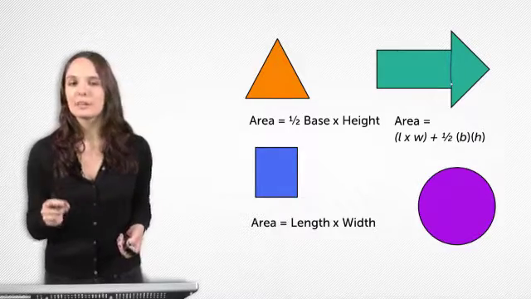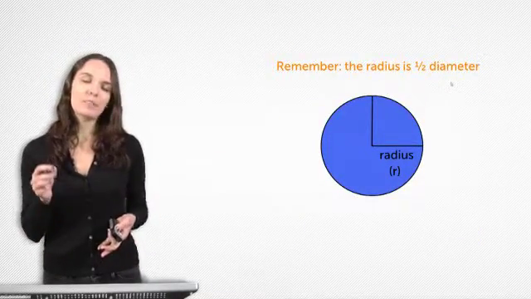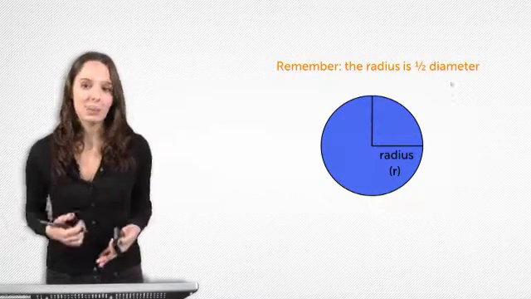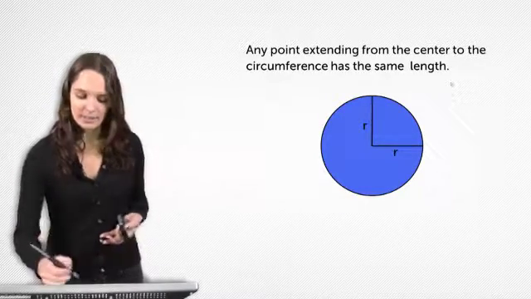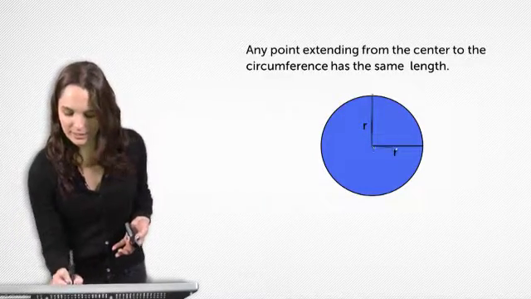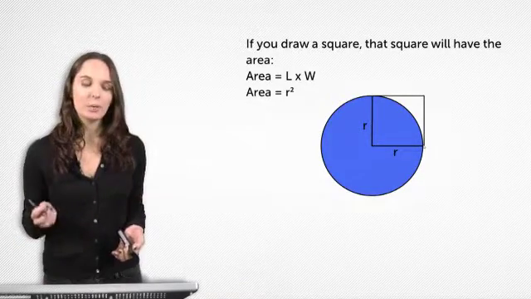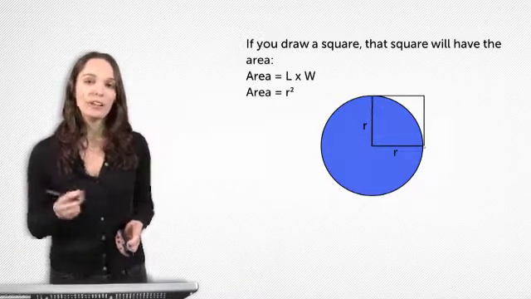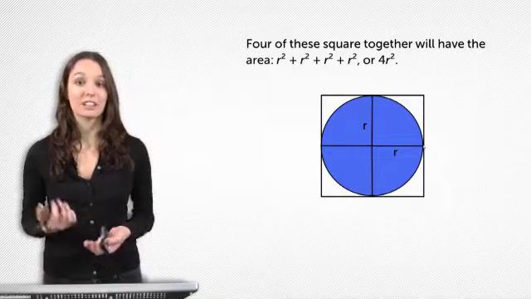Well, let's try a little bit of the same approximation with a circle now. Let's remember that the radius is half of the diameter, and it goes from the center of the circle to any point on the outside. So these are both a radius, this distance here and this distance here. They're exactly the same. Now, if we made a square, the square would have the area r squared because it's r times r.